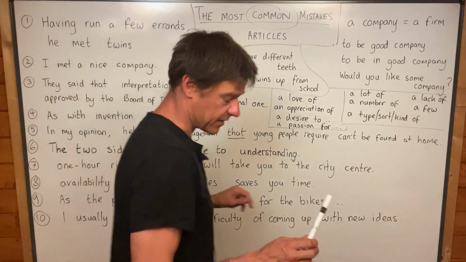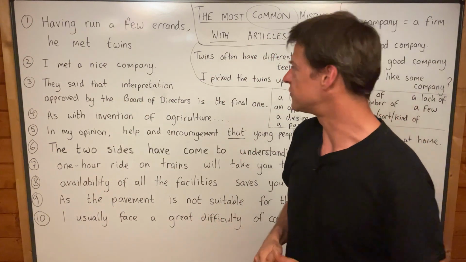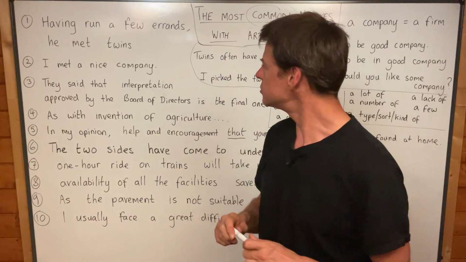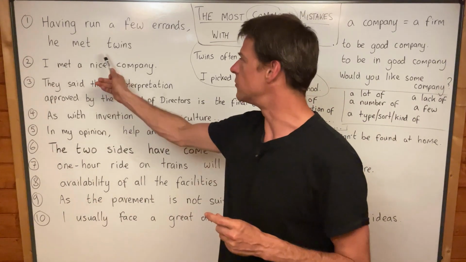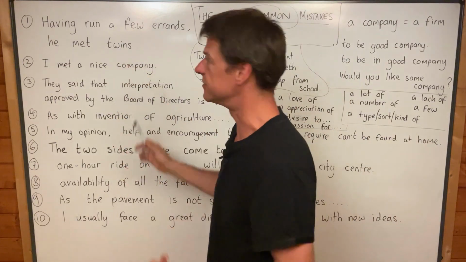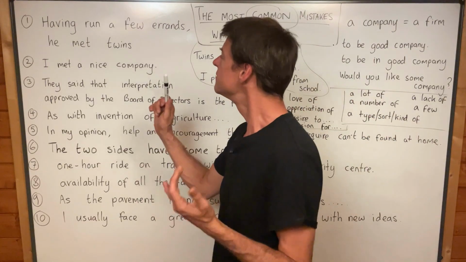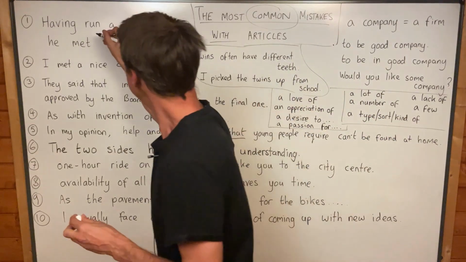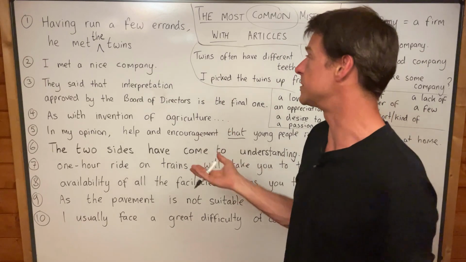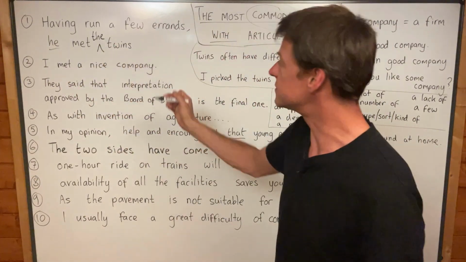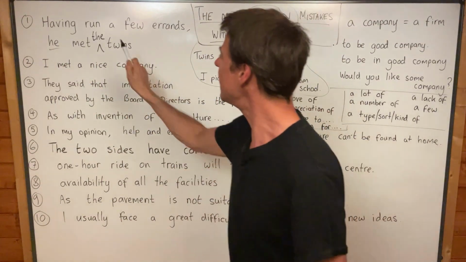Now, we'll start with this one, actually: having run a few errands, he met twins. The student was telling me a story that he had watched on TV, and he tells me this story every week. I already know which characters he is referring to. He's referring to the twins, and there's one group of twins on this TV show. So I know exactly which twins he means, and that's why he has to say the twins. Having run a few errands, he met the twins. This character in the show met the twins, who I also know. And so you have to use the.